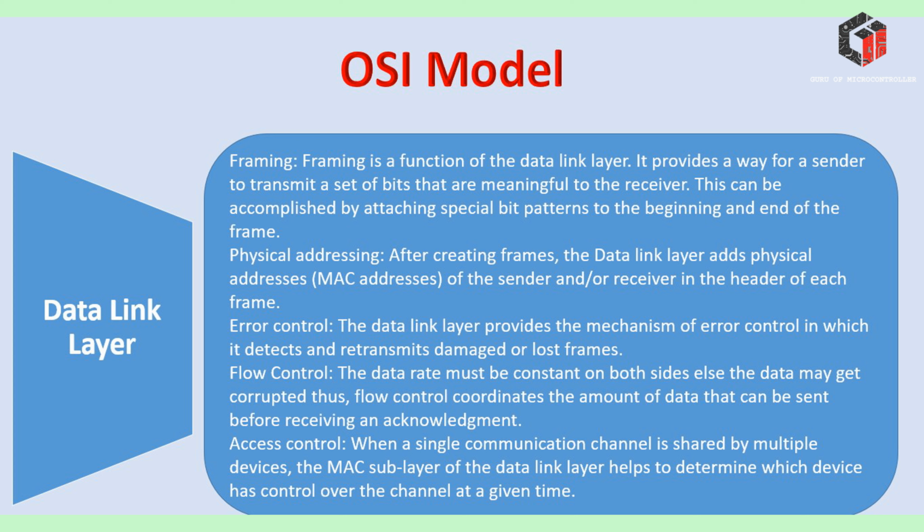Error control. The data link layer provides the mechanism of error control in which it detects and retransmits damaged or lost frames. Flow control. The data rate must be constant on both sides, else the data may get corrupted. Thus, flow control coordinates the amount of data that can be sent before receiving an acknowledgement. Access control. When a single communication channel is shared by multiple devices, the MAC sublayer of the data link layer helps to determine which device has control over the channel at a given time.